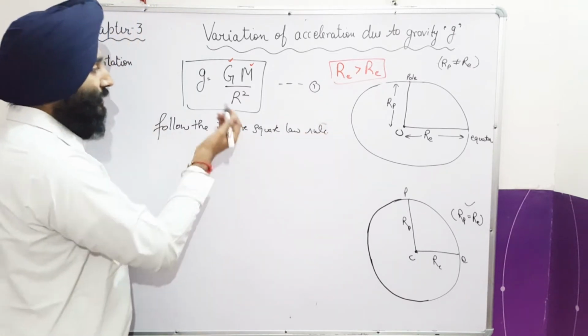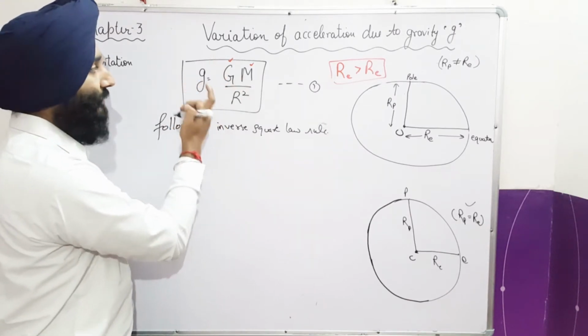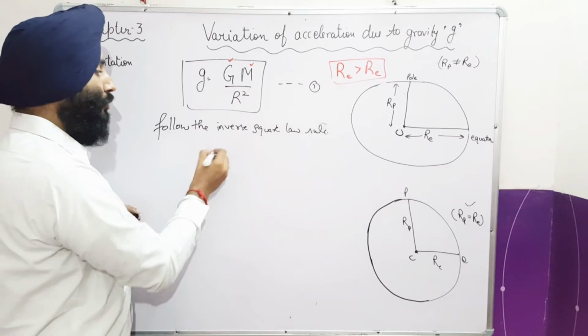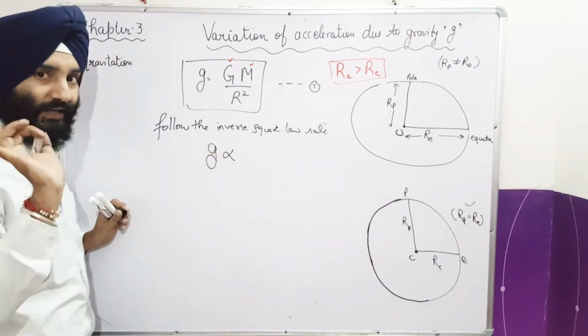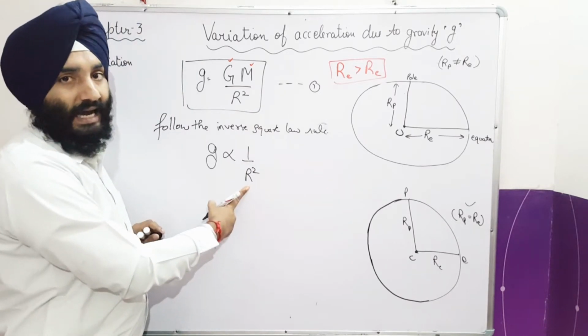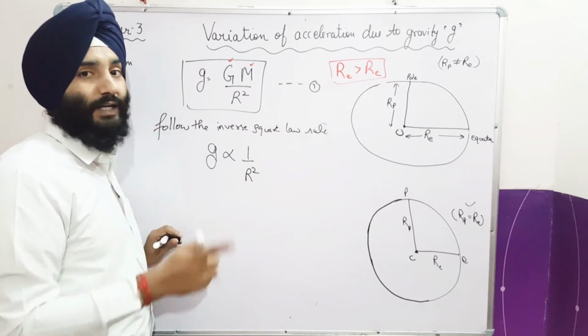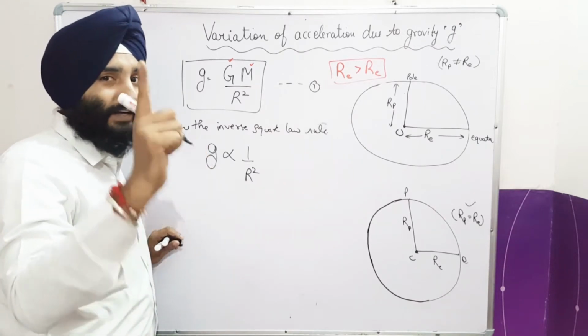Now in this inverse square law rule, we have G as constant, M as constant, and the equal sign is converted into a proportional sign. And we have 1 upon r square. Here we have the radius, so there can be a variation in the radius. If we change the value of the radius, then the value of gravity will change.